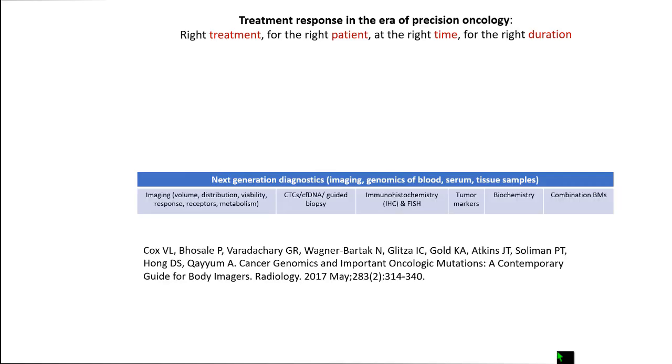So we've just had the framework laid out about precision medicine. And precision medicine is the right treatment for the right patient at the right time, but importantly for us, the right duration. The decisions that you make regarding patients' treatments and how long patients stay on treatment depend on what are now called next generation diagnostics. And within those next generation diagnostics sits imaging. And you can see here, imaging plays a very important role in setting the framework.